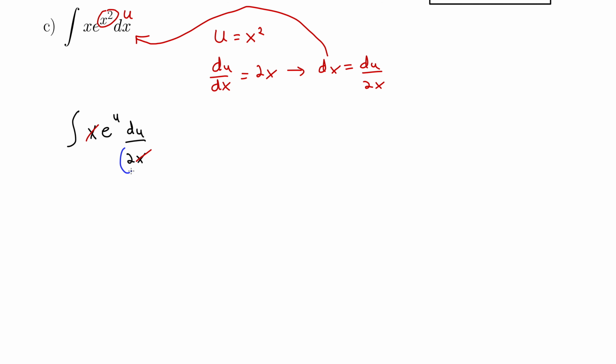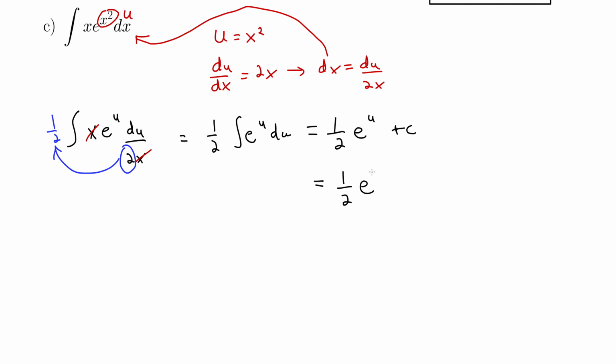Well, we do have this 2 down here, so that's going to come out to the front as a 1/2. So this gives 1/2 the integral of e to the u du, but the integral of e to the u is simply e to the u, so this becomes 1/2 e to the u plus c. And recall that u was x squared, so finally we back sub to get 1/2 e to the x squared, that came from right here, plus c.